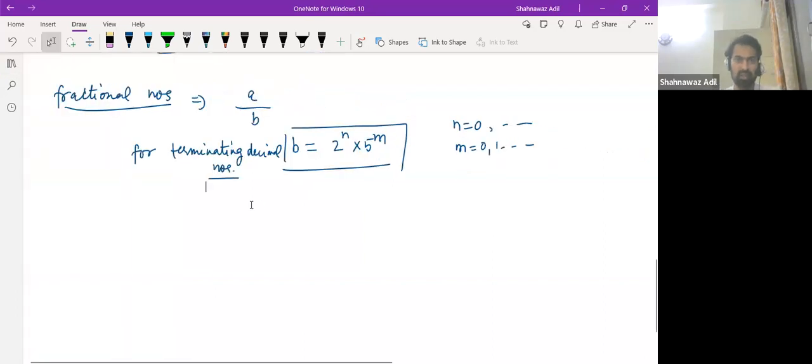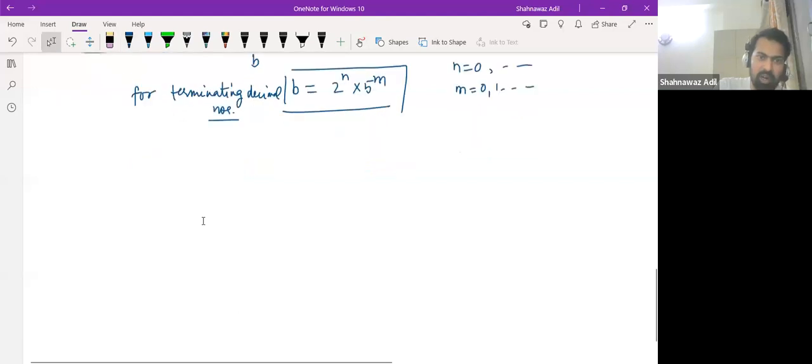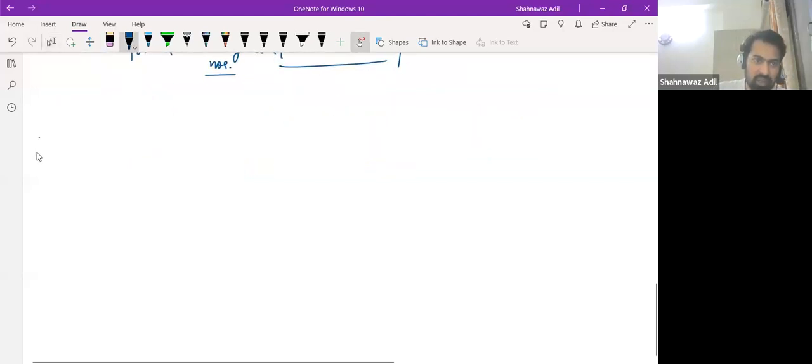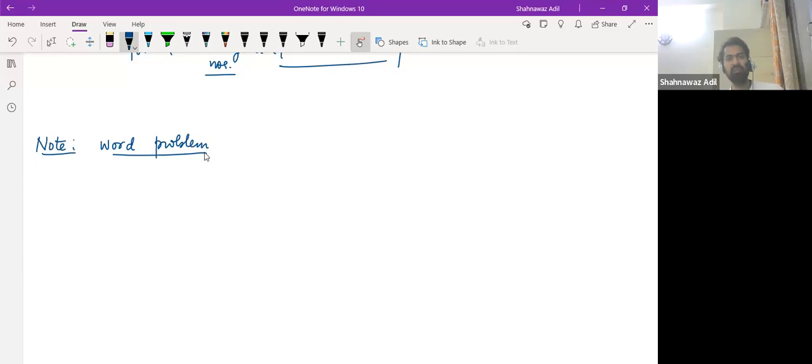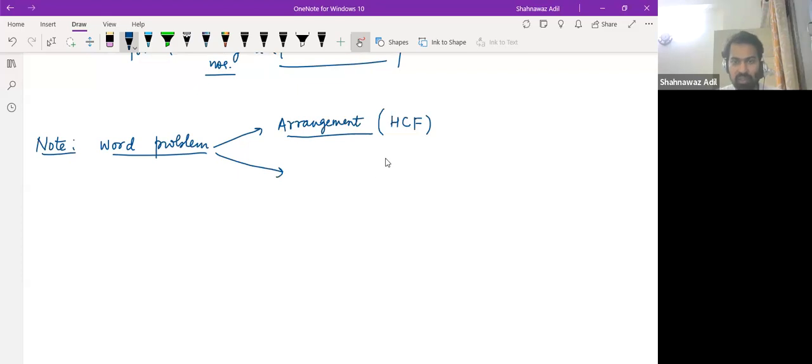Okay, and there was also this word problem, right? In the word problem, you have to figure out which thing you have to calculate. You have to calculate HCF or you have to calculate LCM. So whenever you have an arrangement, right, then you calculate HCF, and whenever you have, let's say, a common point, right? Then you calculate the LCM.